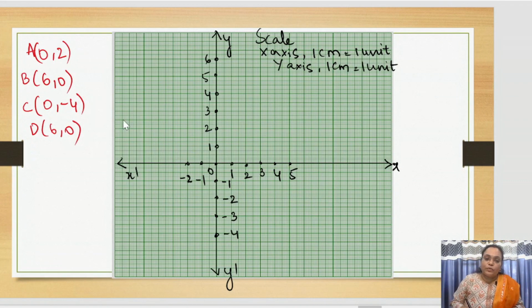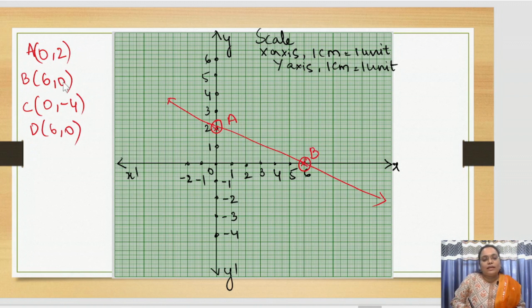Okay, so the first point is 0 and 2. 0 on the x-axis and 2 on the y-axis, which is here. Okay. The next one is 6 and 0. 6 on the x-axis and 0 on the y-axis, which is here. So let us join these 2 points. So this is A point and this is B point.